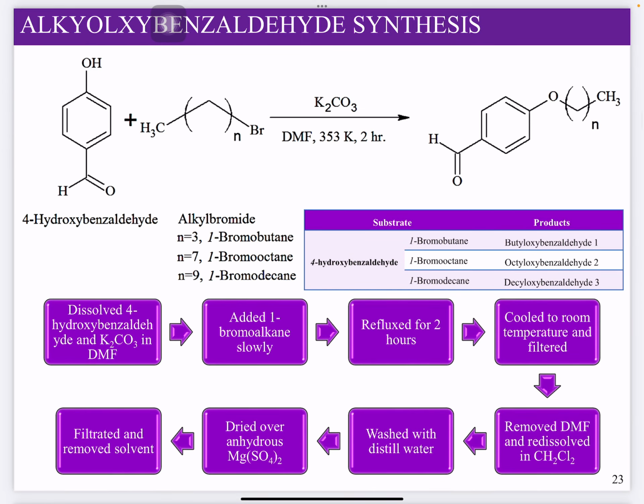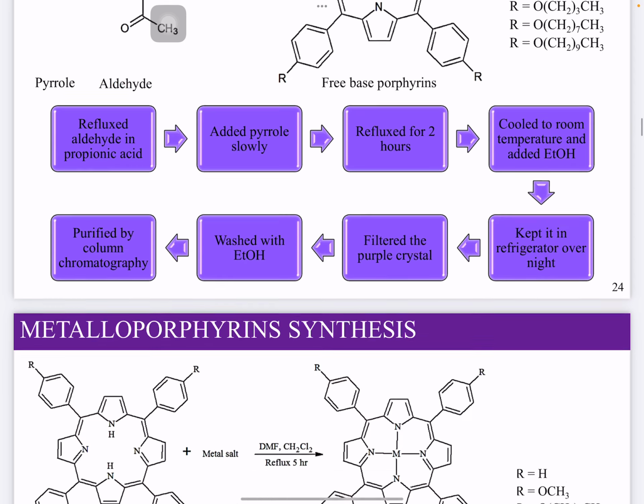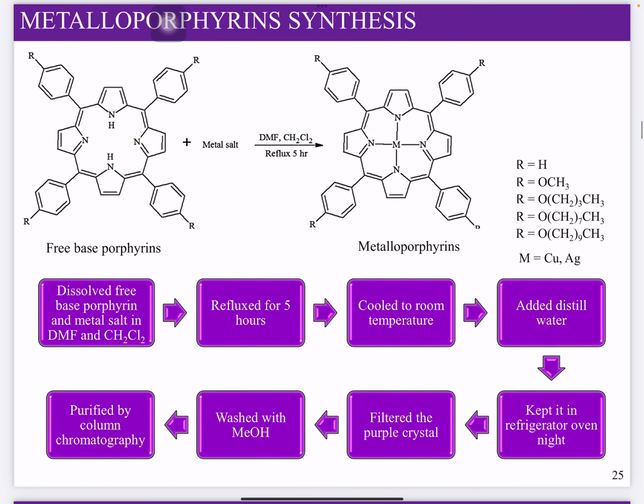The first step is the synthesis of the aldehyde, which starts with 4-hydroxybenzaldehyde and a variety of alkyl bromides. After that, we get the pure aldehyde. The aldehyde reacts with pyrrole in the presence of propionic acid and is refluxed for 2 hours. We get the free base porphyrins with a variety of para-position substituents. The free base porphyrins react with metal salts, including copper acetate and silver(II) acetate, and are then refluxed in the presence of DMF and dichloromethane for 5 hours.